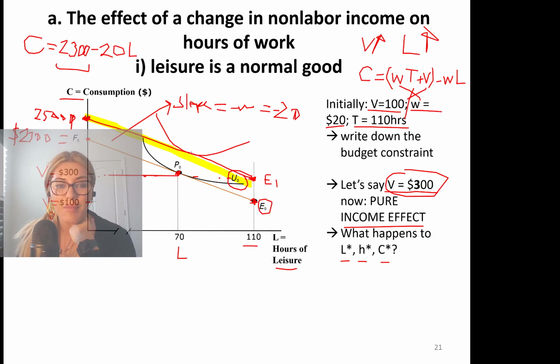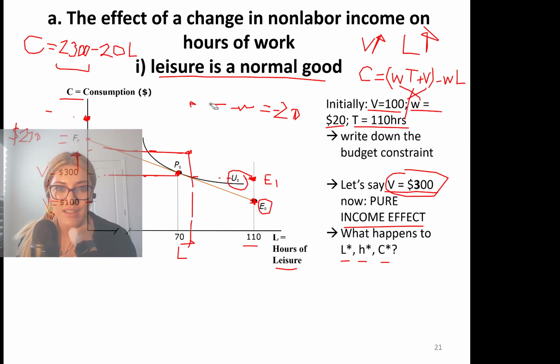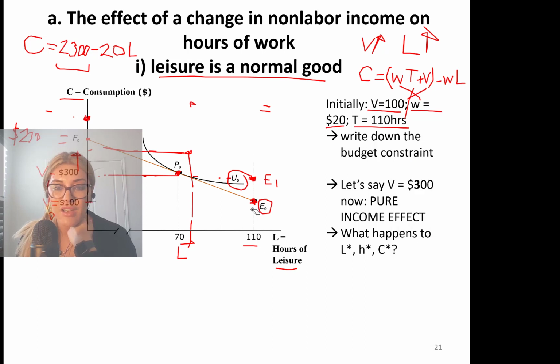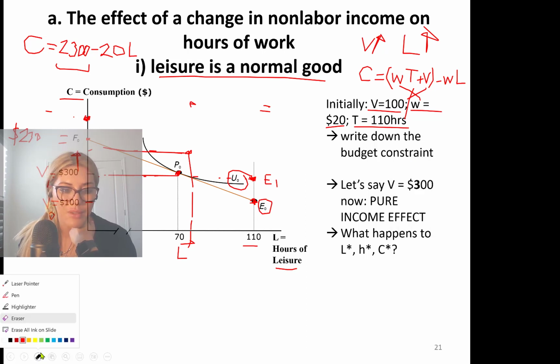Because leisure is a normal good, we drew it such that leisure is going to go up this much and consumption is going to go up. Why? Because our opportunity set, the budget line, has shifted out. So what happens to leisure, hours of work, consumption? I'm going to get rid of almost everything.